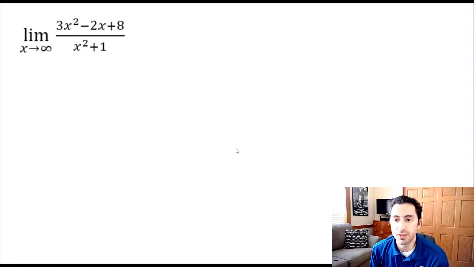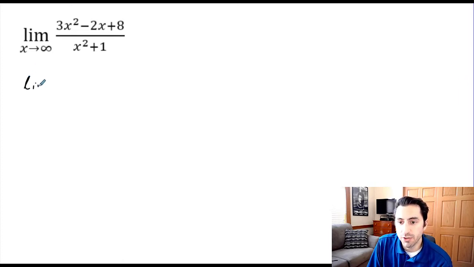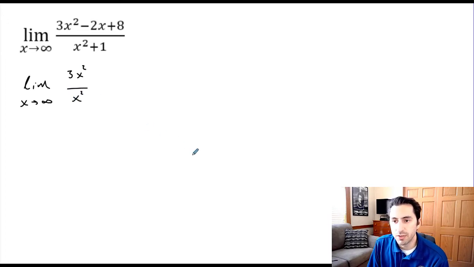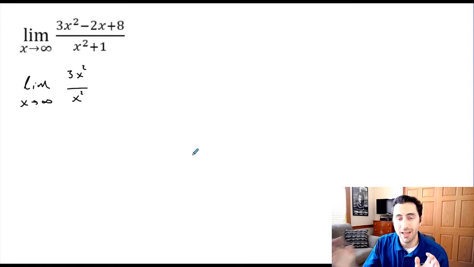So the first one I have is the limit as x approaches infinity of 3x squared minus 2x plus 8 divided by x squared plus 1. What we just took a look at is that this limit should be the same as the limit as x approaches infinity of just the two leading terms divided by each other. The leading terms are determining the end behavior of these two polynomial functions. Altogether, it's a rational function. So because I'm looking at x approaching infinity, I can just focus on those two leading terms.